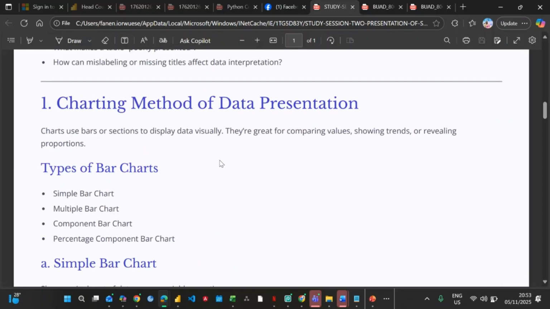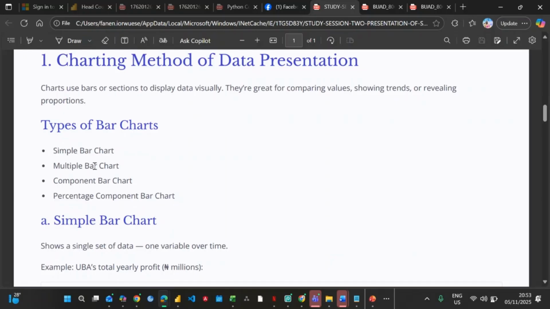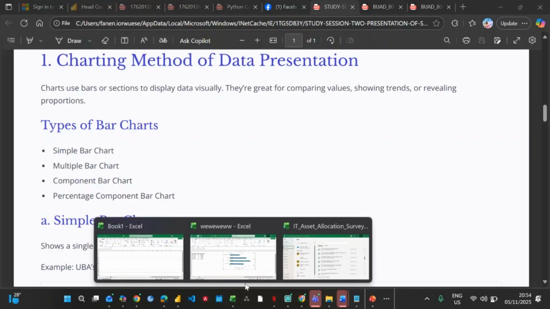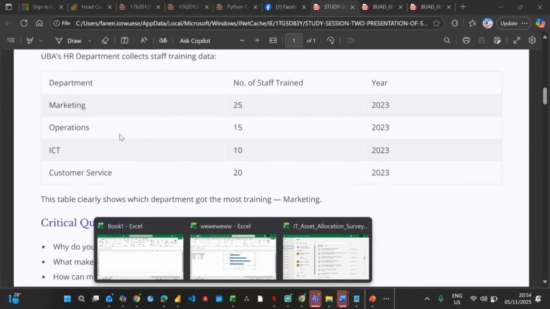So we have the charting method of data presentation. We use charts like the bar chart or the column chart to display data visually. For instance, we have the single bar, the multiple bar, the component bar, and the percentage component bar. These things are in different forms, right? They have different meanings. But a single bar and a multiple bar can be called a stack bar, right?